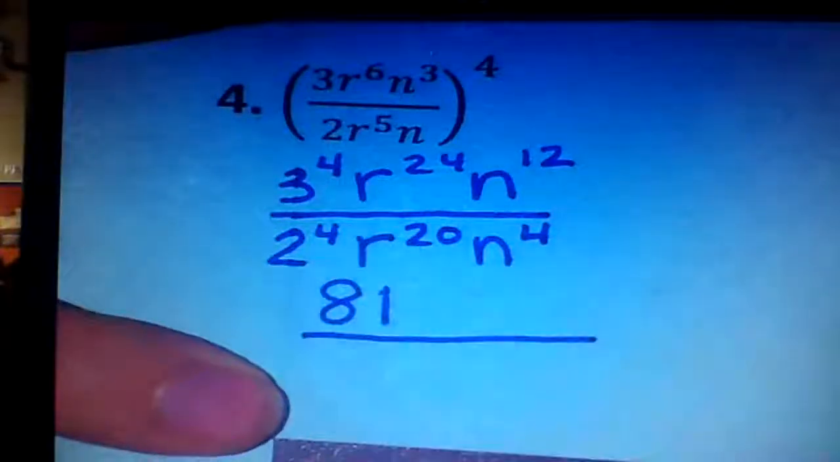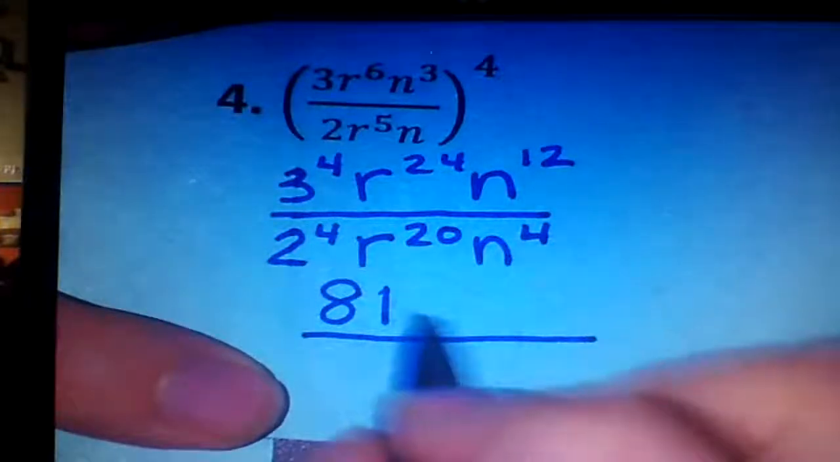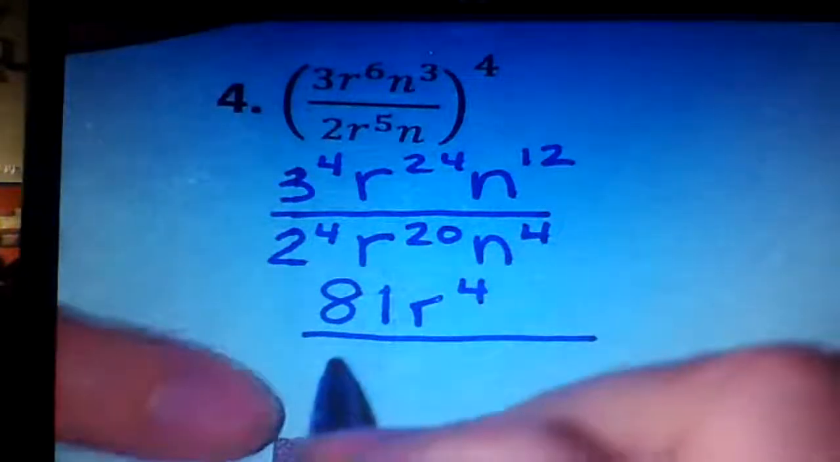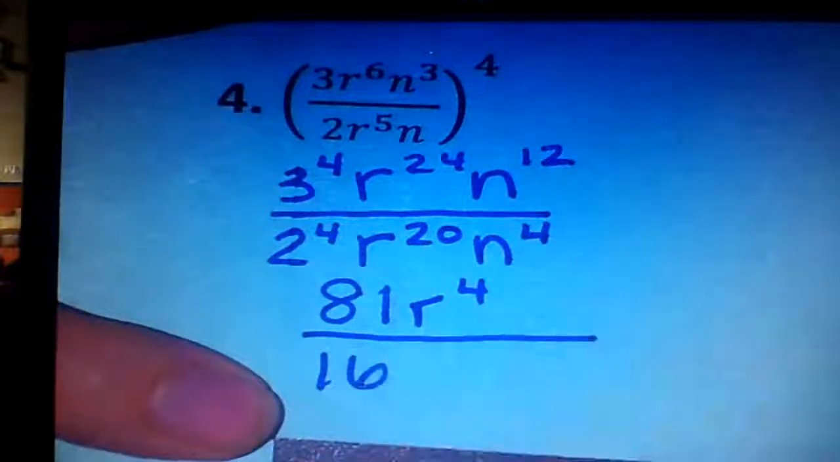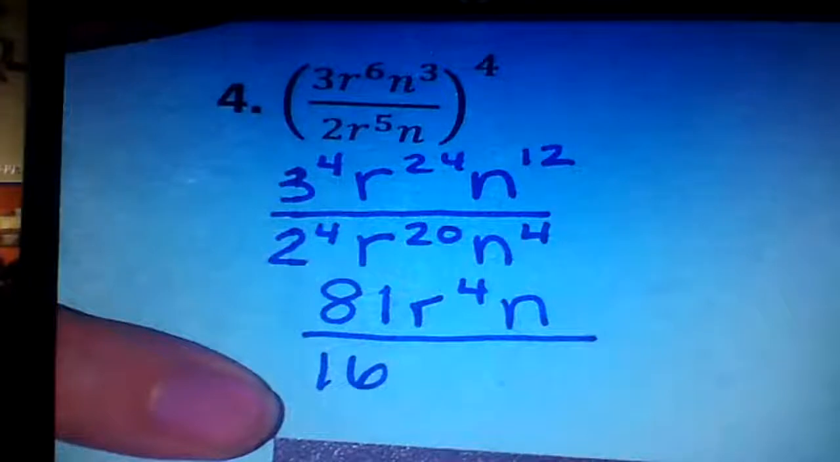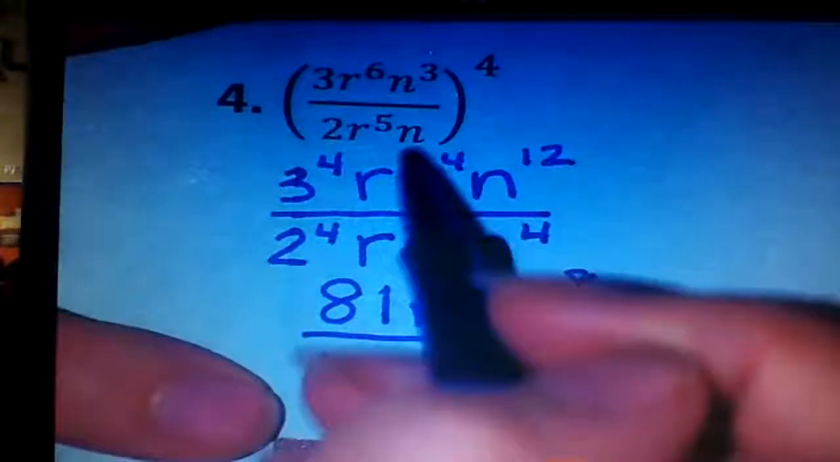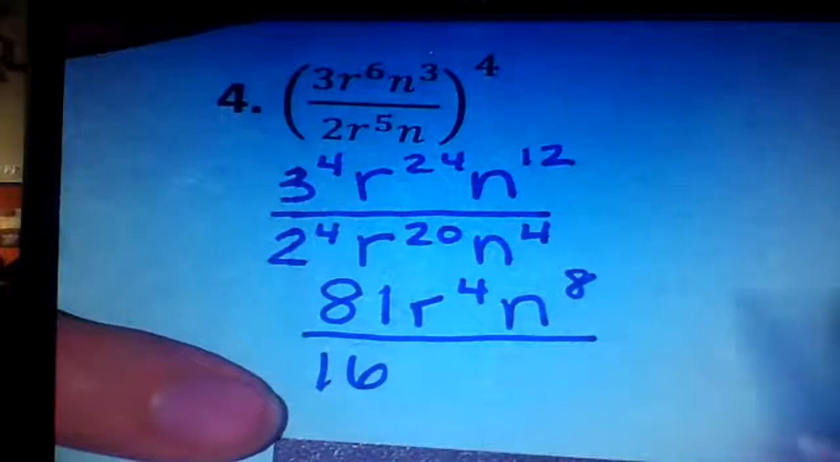What's 2 to the 4th? Oh wait, no. You were fine. 16. R to the 4th. N to the... Did you forget to do n to the 4th in the bottom? Yeah. Okay.